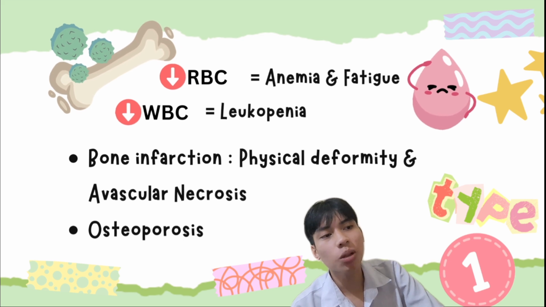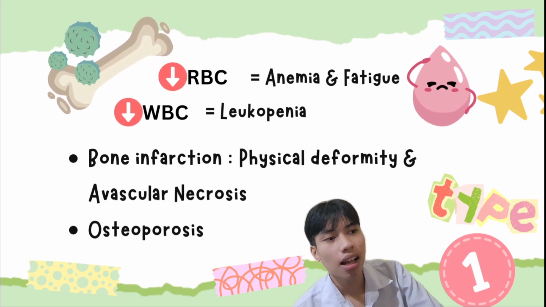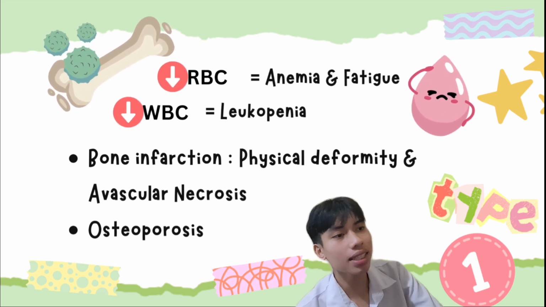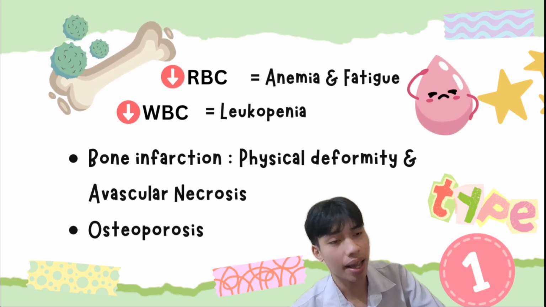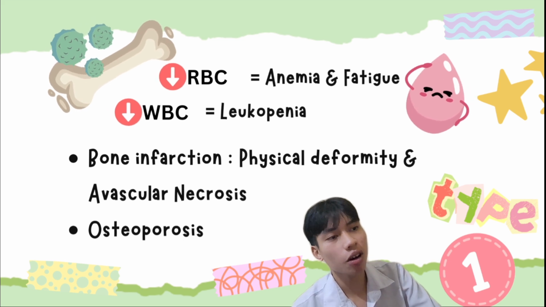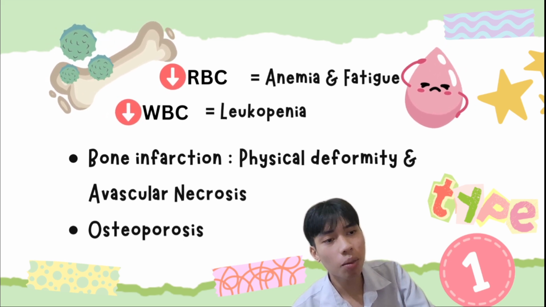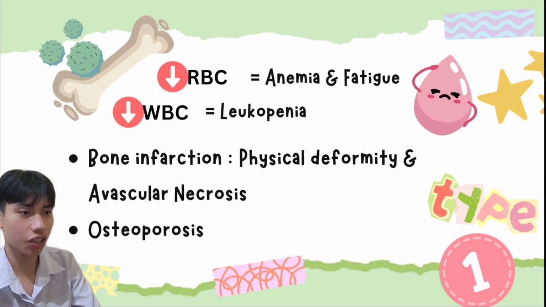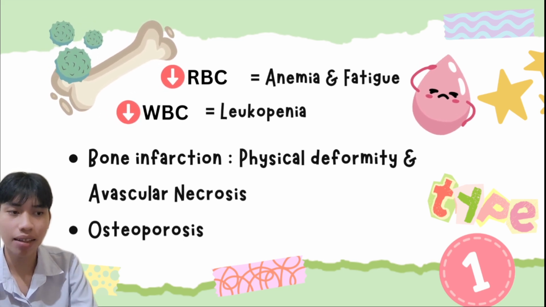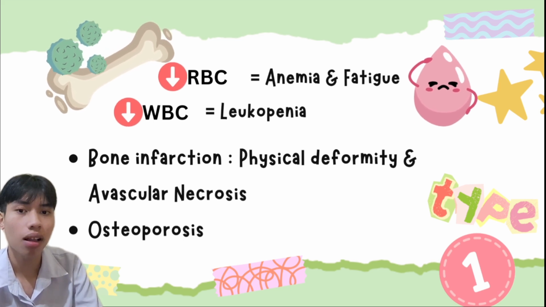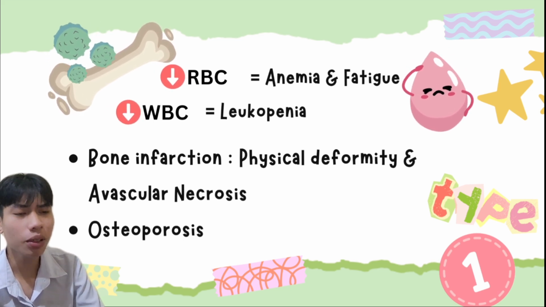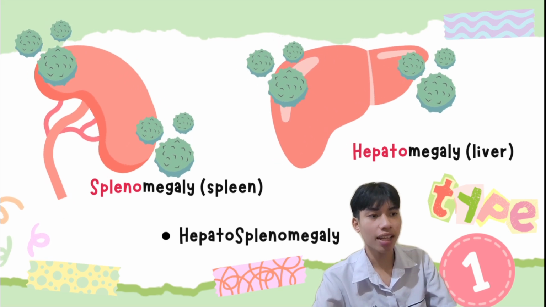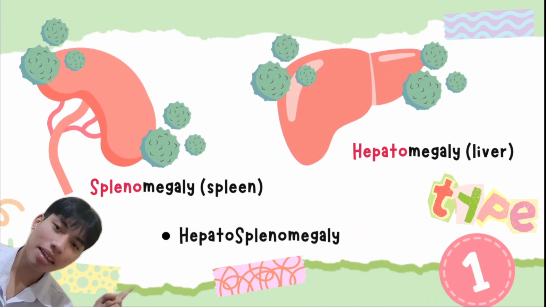because the RBC and WBC, or the red blood cells and the white blood cells, develop there. Now, because of the accumulation of Gaucher cells, it affects the production of these cells. This condition is called pancytopenia. By that, lower RBC can cause anemia and fatigue. Reduced WBC can cause leukopenia and infections. There can also be bone infarctions, which can result in physical deformity and avascular necrosis, or the death of bone tissues. Osteoporosis is another manifestation. The liver and spleen can both become enlarged, and this can cause bleeding and easy bruising. Hepatomegaly and splenomegaly.